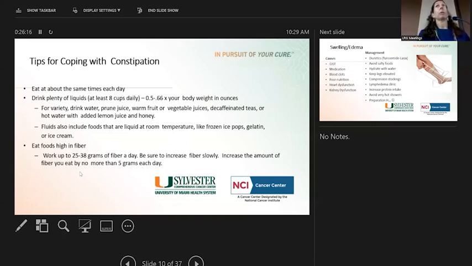You've got to know your body. So if you're going to have steak, you better have a lot of spinach with it, or just say, I'm going to take my stool softener because I'm going to have my steak, or just say, I'm not going to have it. Drink plenty of fluids.